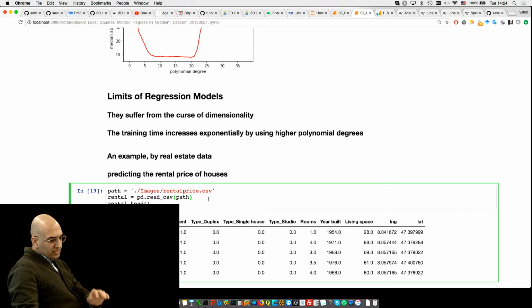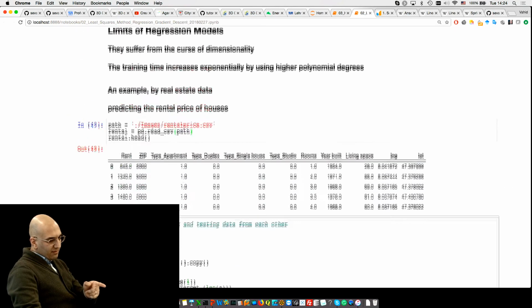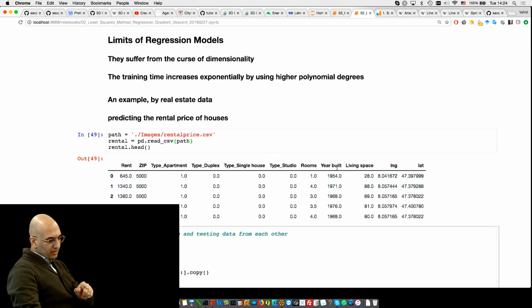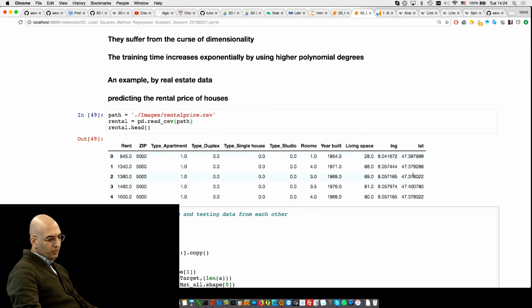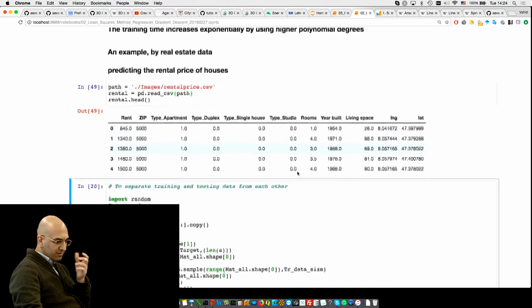And also, what is the curse of dimensionality? Next week, I will show you in detail this data, which is from the real estate market. Next week, I will show you how to use this in a real web application. But for now, imagine you have this kind of data set. It's no longer one dimension to one dimension. Imagine you have rents, which is your target. You want to predict the rent, and you know zip codes, type of apartments, rooms, year of construction, living space and location, right? So you have, in principle, 11 dimensions, I guess.